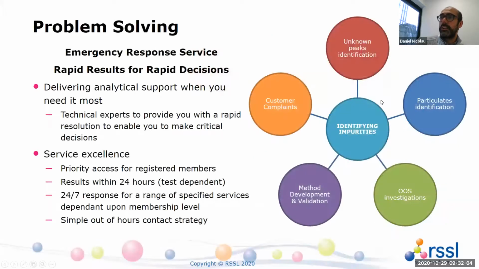So very briefly, RSSL has a number of services on offer. I'm just highlighting here very briefly the ability for us to identify impurities, and this includes nitrosamines, unknowns, OOS investigations, and also including method development and validations. And because of the ability for us to achieve these things, nitrosamine testing became a very natural progression throughout.